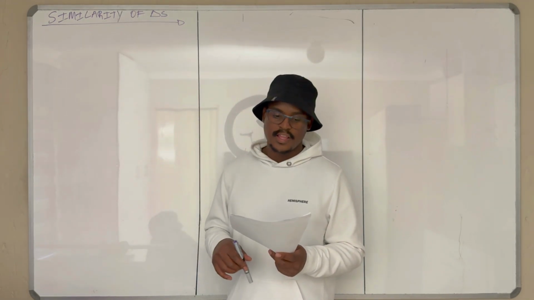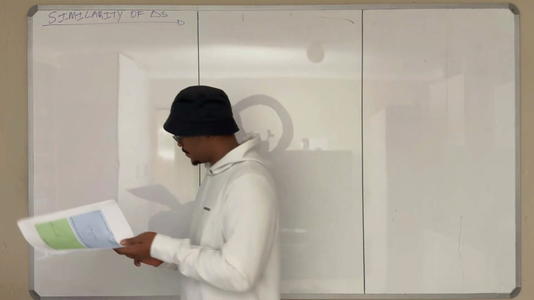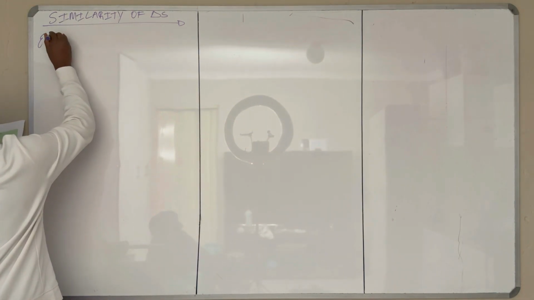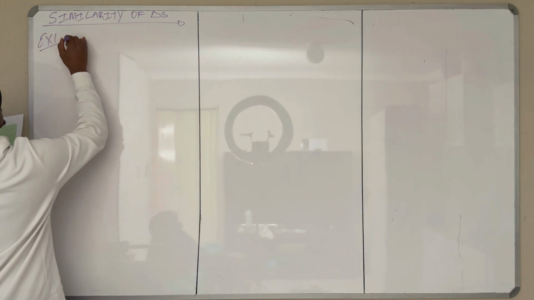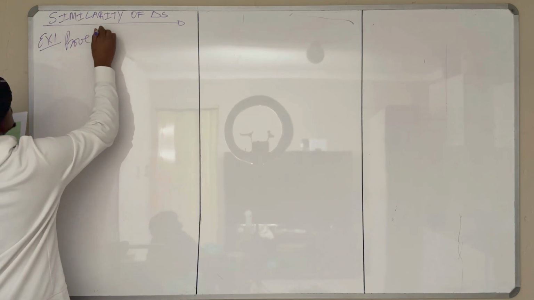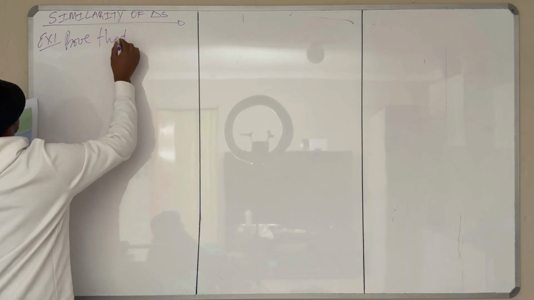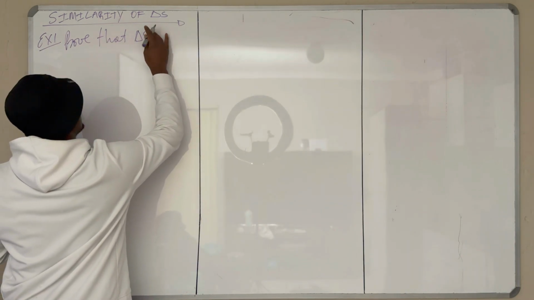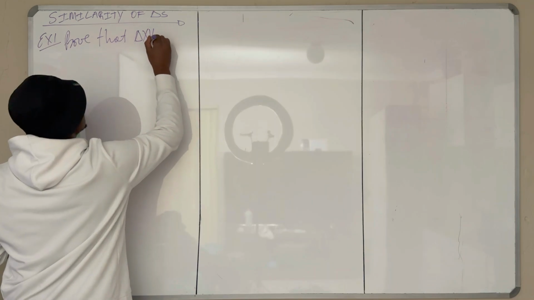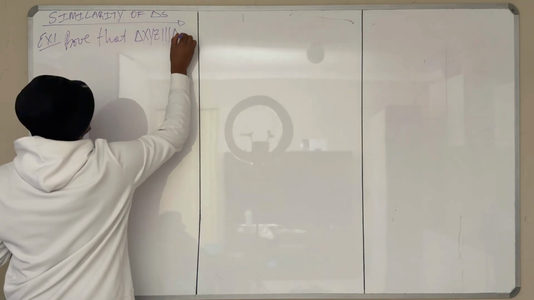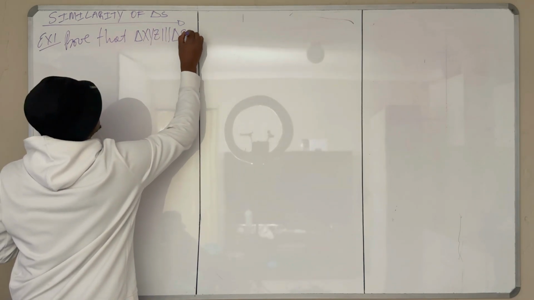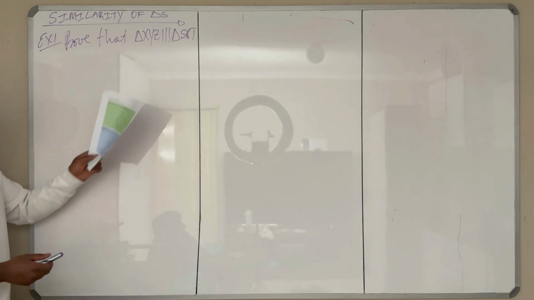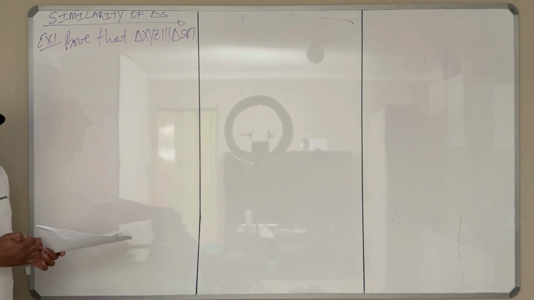So I'll draw the first problem and then we do it. This is example number 1, right? They're saying prove that triangle XYZ is similar to triangle SRT. Can you see? They're saying we must prove that triangle XYZ is similar to triangle SRT.